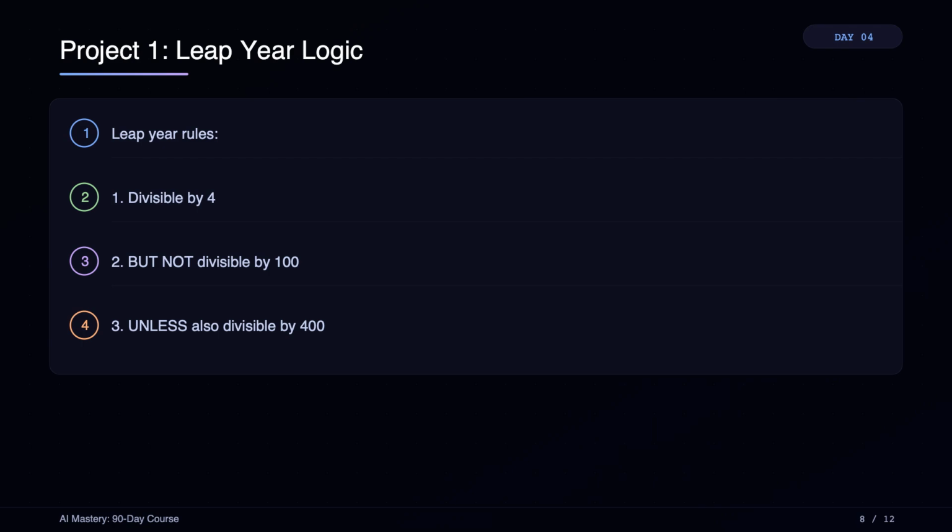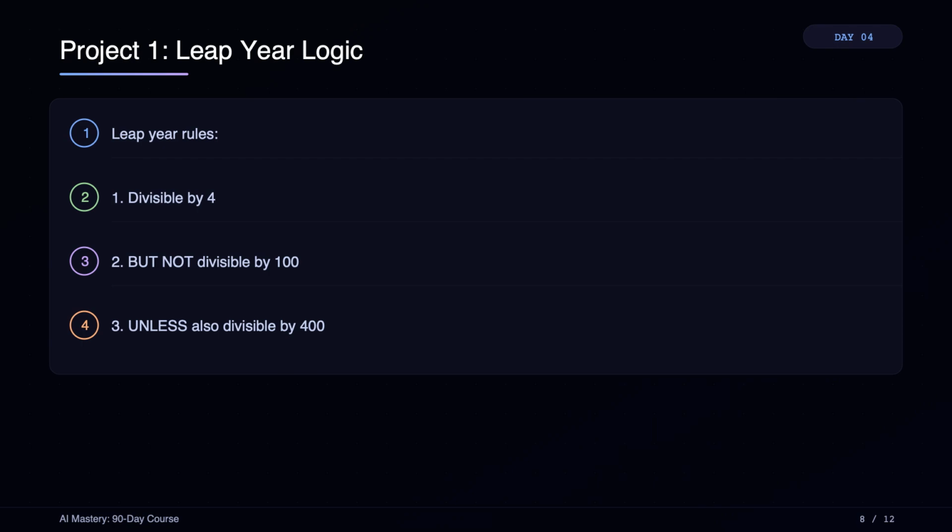Now let us build our first project, a leap year finder. A leap year contains an extra day, February 29th, to keep our calendar in alignment with the Earth's orbit. The mathematical rules for determining a leap year are a classic logic puzzle.